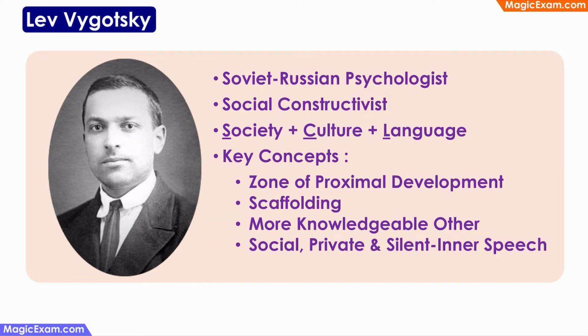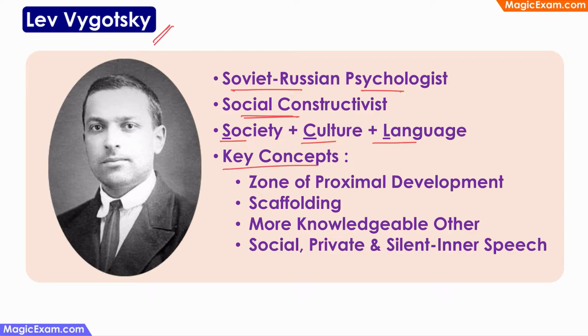Next, let us look at Lev Vygotsky and his theories. Now, Vygotsky was a Soviet Russian psychologist. That is, he was from communist Russia. And he is one of the proponents of the social constructivist school of thought. And his theories are based on 3 main things: society, culture, and language.